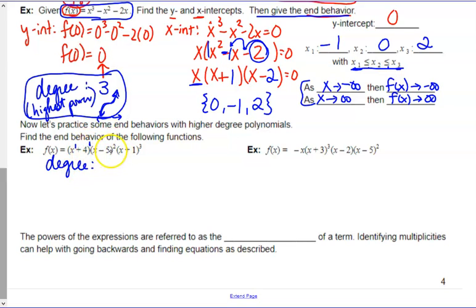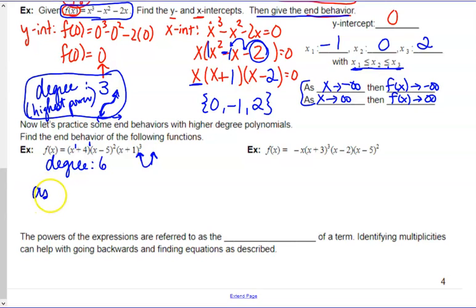I get 2 x's from here if I were to FOIL it all out, and I would get an x cubed from here if I were to FOIL it all out. So I get 3, 4, 5, 6. That degree is 6. Now look in front. A is positive. So if I have an even power, it's going to look like my parabola, and my end behavior goes in the same direction. With A being positive, it's going to be going to positive infinity and positive infinity.